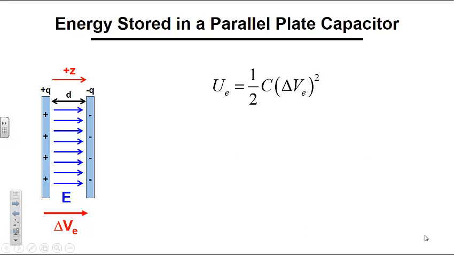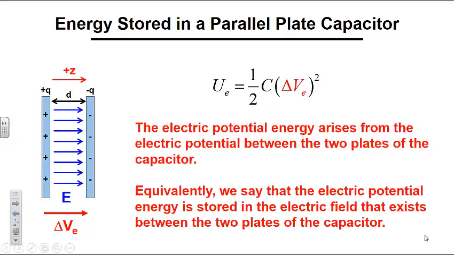This is the equation for the energy stored in the capacitor. It is proportional to the capacitance and the square of the potential difference between the two plates. We frequently say that the electric potential energy stored in a capacitor is stored in the electric field between the two plates of the capacitor. This electric field is, of course, directly related to the difference in electric potential between the two plates of the capacitor.